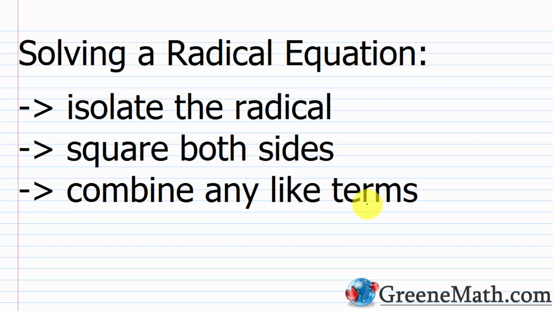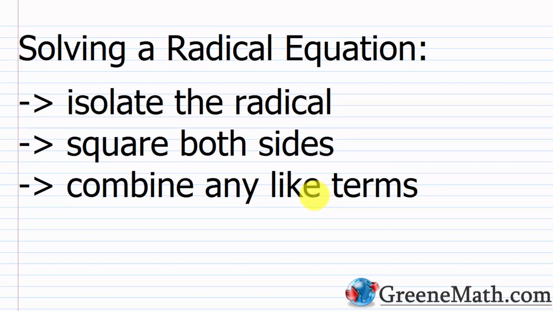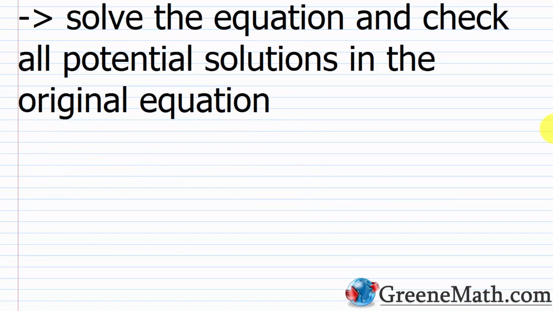Now, at this point, if you had any radicals that remained, you're going to go back up to this first step and you're going to come back down. You're going to keep doing that until you're radical free. Then lastly, you're going to solve the equation and check all potential solutions in the original equation. Okay? And again, this is very, very important. Check all potential solutions in the original equation.